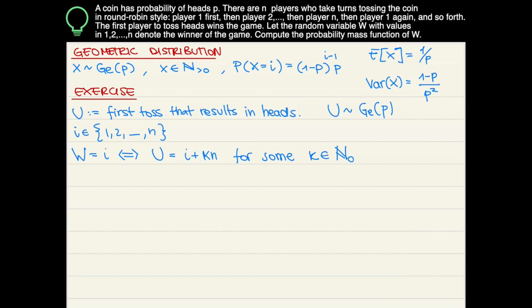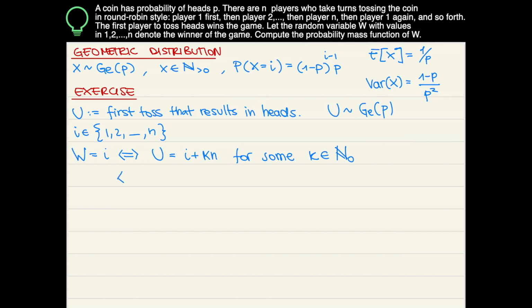If the first head happens at trial I, then of course player I wins, as u is equal to I plus kn, with k equals 0. But if the first head happens at trial I plus n, still player I wins, as the coin will have gone round the circle once, and when it's player I's turn, then we have the first head. So u, in this case, is equal to I plus kn with k equal 1.